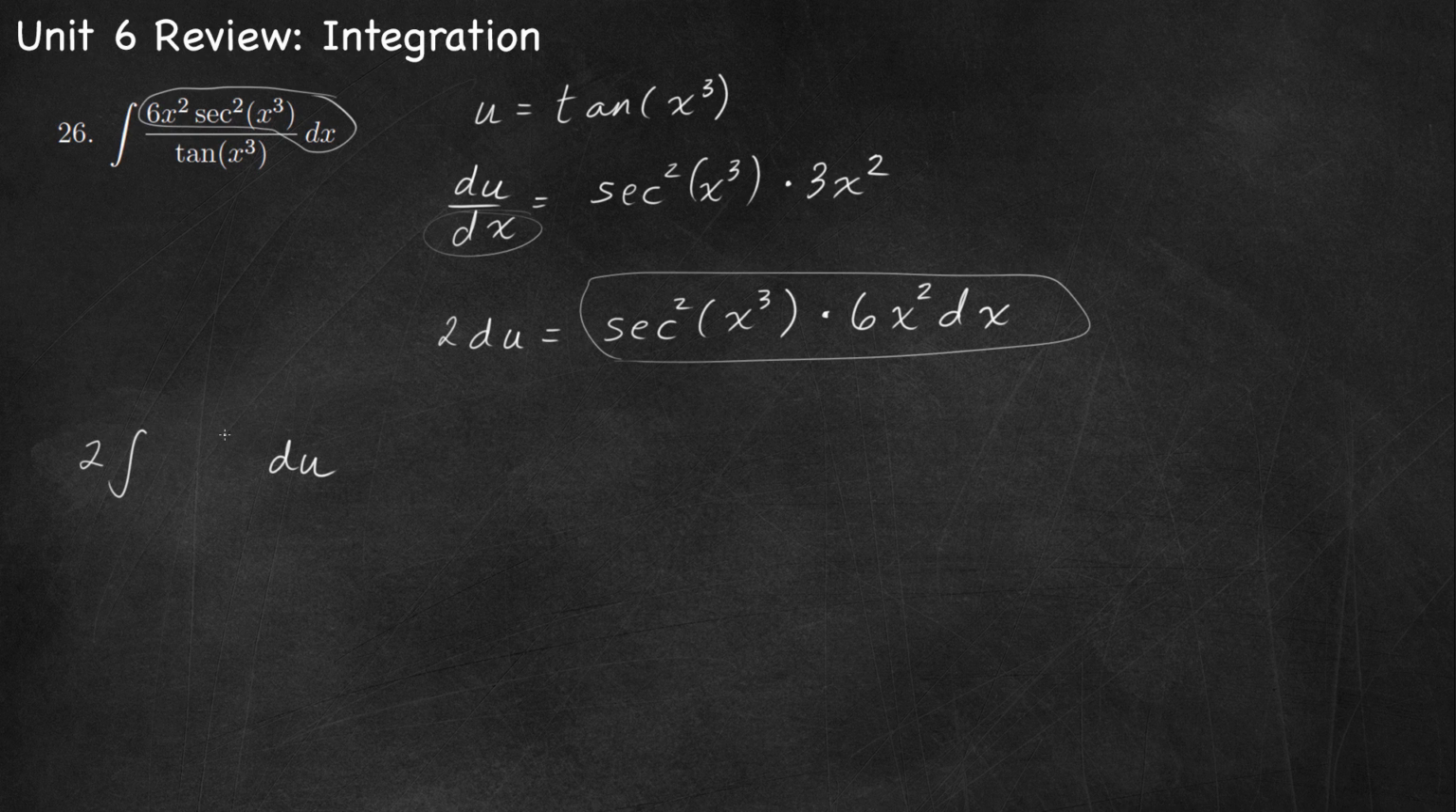And then tan x cubed is u, so now it's just 1 over u du. And the integral of 1 over u is ln absolute value u plus c. So final answer, 2 ln absolute value tan of x cubed, close my absolute value, plus c.